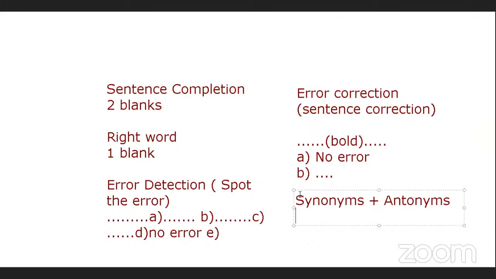Now, why have I clubbed all of this together? Because the strategy that we use is quite similar for all of these. Let's look at it one by one. Let's first take sentence completion and right word, because they come under the same category. Actually, these also come under the category of cloze test, but cloze test is a little different. So let's look at sentence completion and right word.